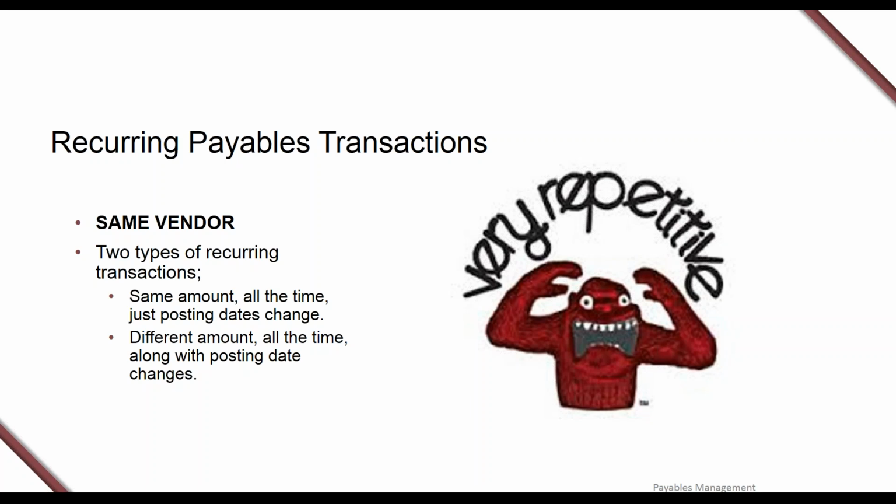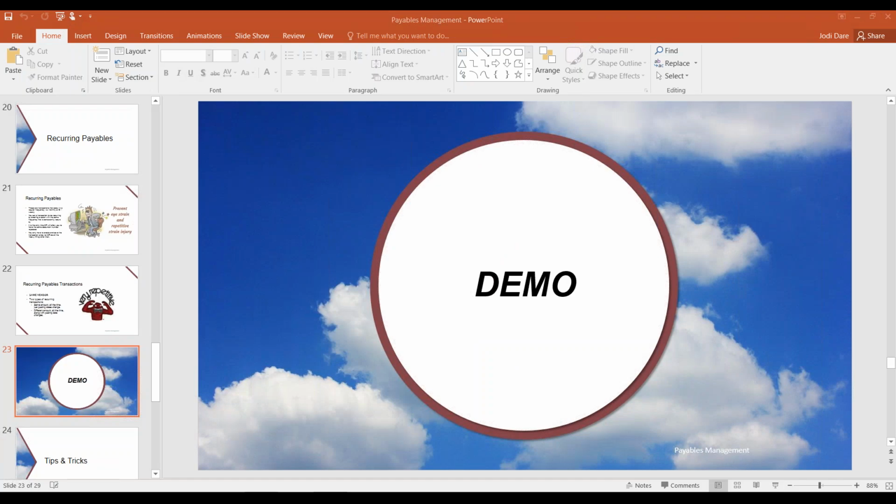The other possibility is it is the same vendor that happens on the same frequency, but the amounts may slightly change. Typical example of that is if you have an external payroll provider and you need to record the payroll entry for that payroll provider. Payworks is a good example. So I have payroll every 2 weeks. My amounts may change slightly, but if I set up a recurring transaction, I can amend those values on their own with very little effort.